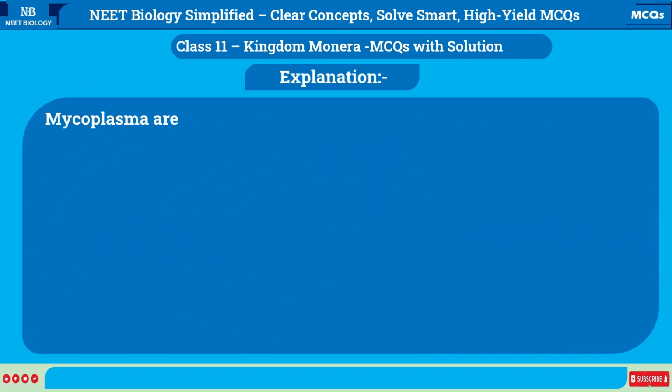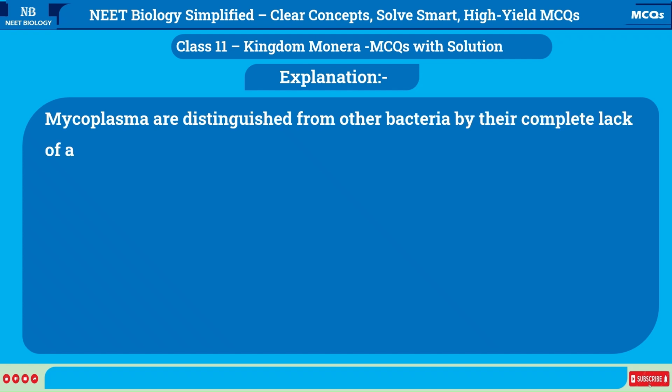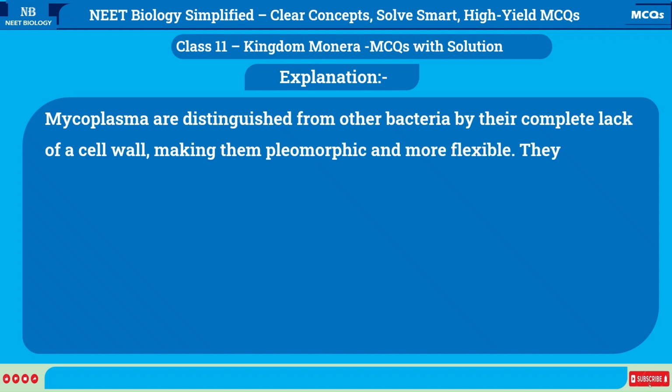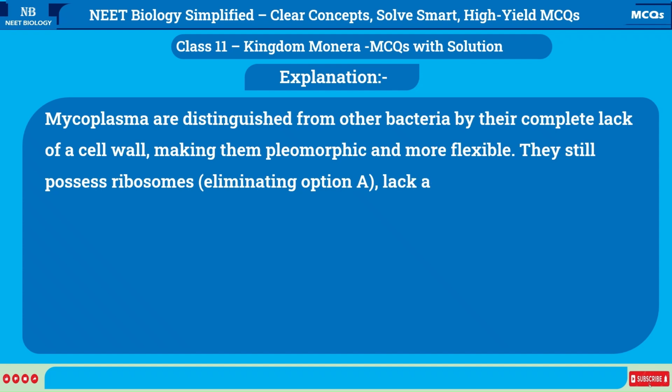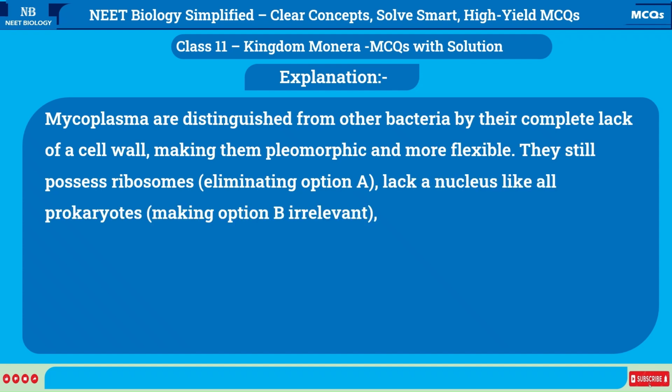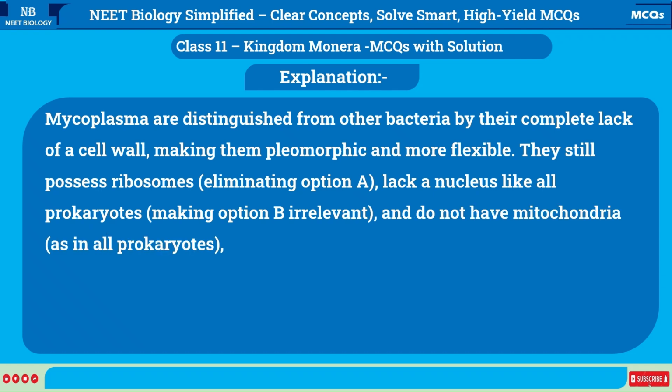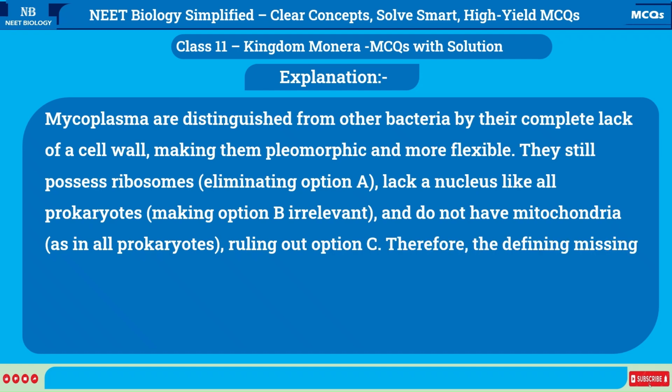Explanation: Mycoplasma are unique among bacteria because they completely lack a cell wall, which makes them pleomorphic, variable in shape, and resistant to many antibiotics like penicillin. They do contain ribosomes for protein synthesis, so A is incorrect. Like all prokaryotes, they naturally lack a nucleus and mitochondria, so B and C are not distinguishing features. Thus, the absence of a cell wall is the defining structural feature of Mycoplasma.